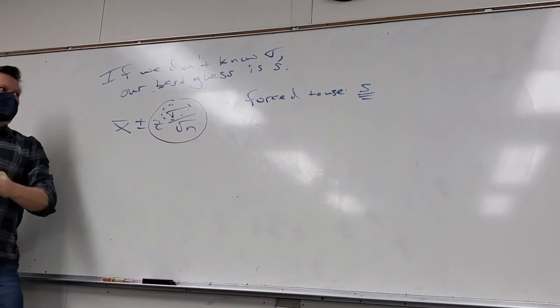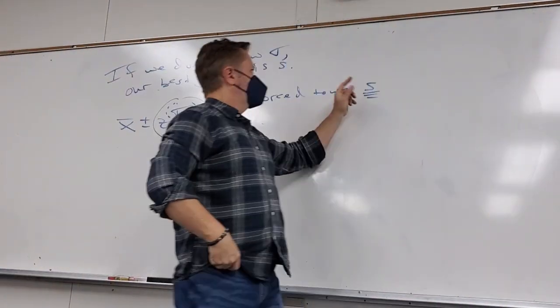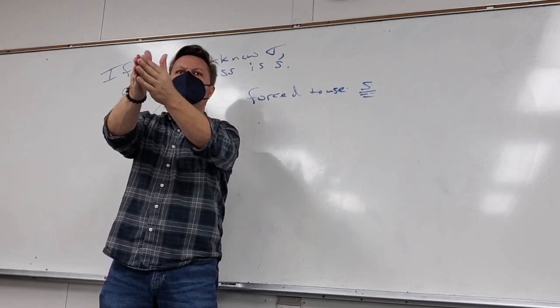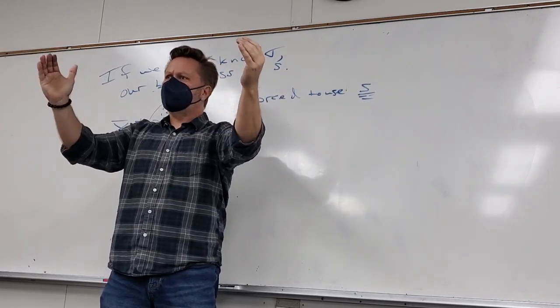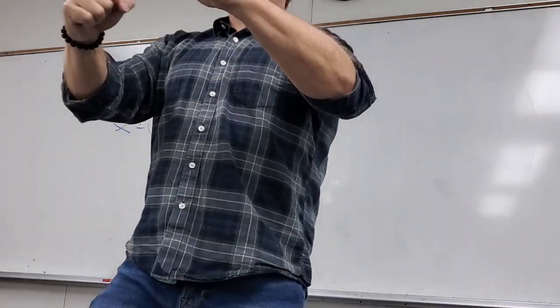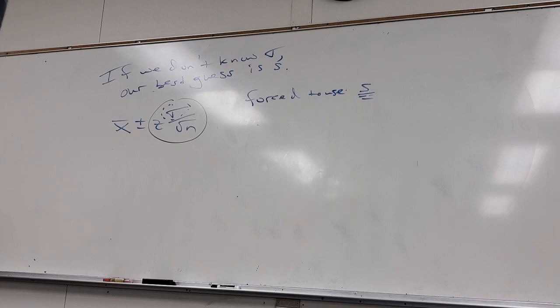Okay. What do you think will happen if I still want to be 95% confident that I catch the real mean, but I have to use S, an estimate of the standard deviation? What should I do? Should my interval stay the same size? Should it get bigger? Should it get smaller? If I want to be the same amount confident, but I'm not even sure about the standard deviation I'm using, should my interval get bigger or smaller?